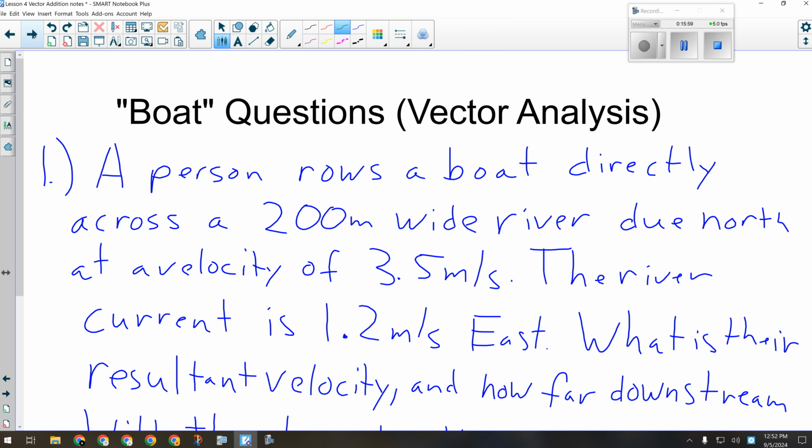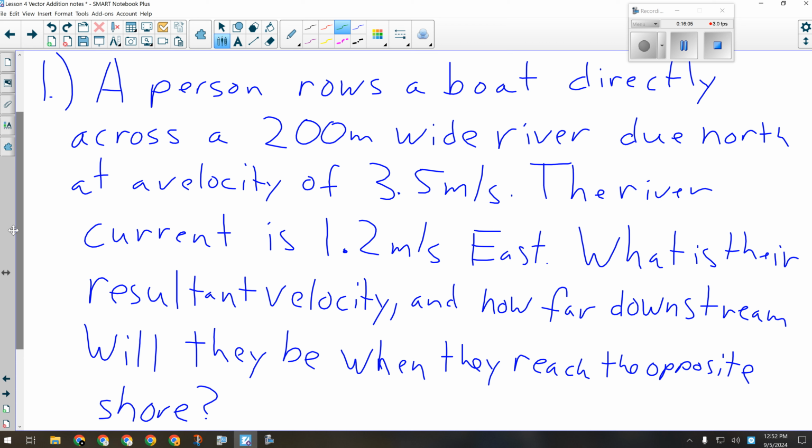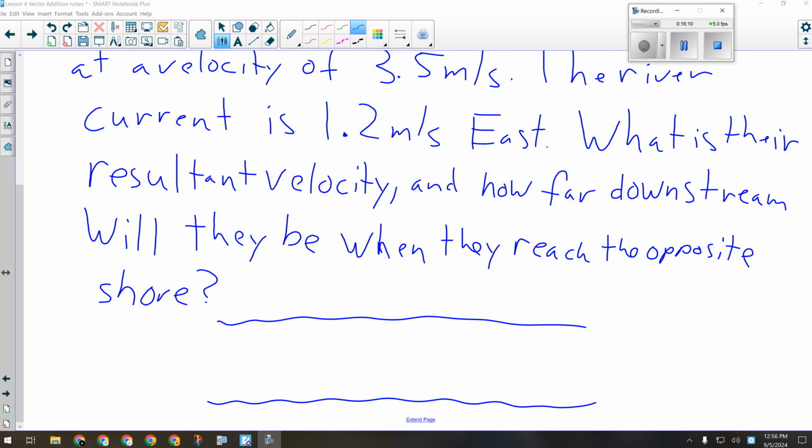So what I want you guys to do is write down this first example of a boat question. Write this one down, and we're going to walk through how we do a boat question together. So I draw my imaginary, terribly drawn river here, and I simply indicate that this river is 200 meters across. I'll probably need that number later. They gave it to me, so I'm writing it down as part of my givens. The other thing they give me is that this person is like an Olympic rower. 3.5 meters per second is fast to row, especially if you're not going downstream with the current.